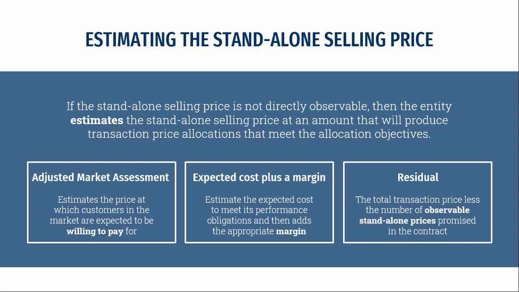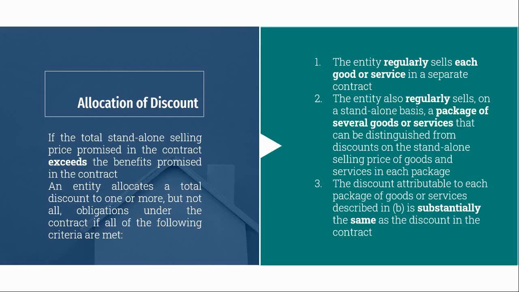When estimating, the entity considers all information, including market conditions, entity-specific factors, and information about the customers that is reasonably available to the entity. There are several methods to estimate the standalone selling price, like adjusted market assessment, expected cost plus a margin, and residual approach. The second is allocation of discount.